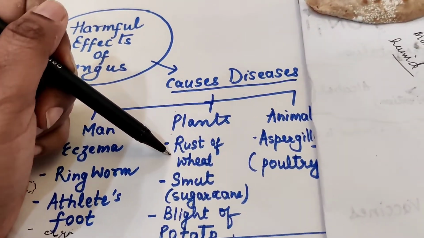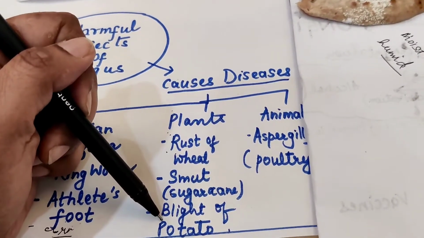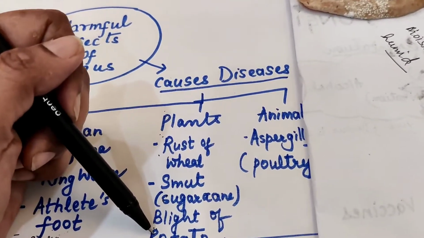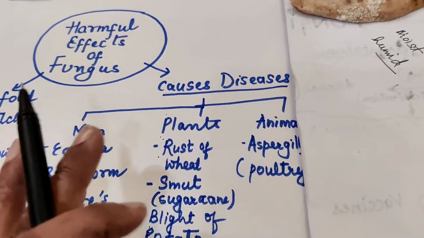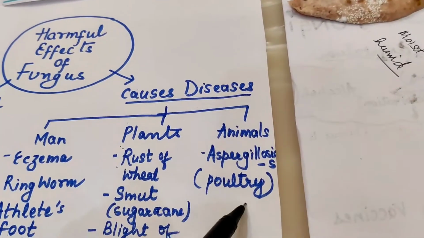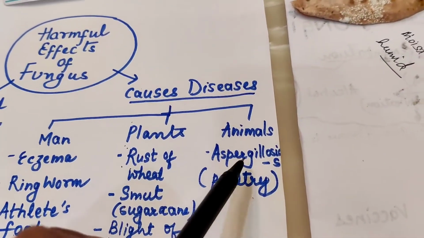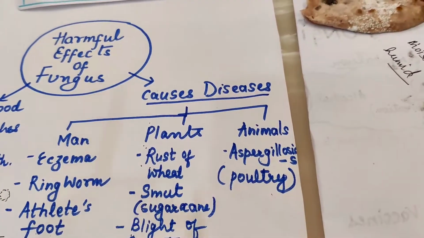Now come the plant diseases. In wheat, rust. In sugarcane, it's smut. And in potatoes, the late blight of potato, it was a serious crop disorder we had seen in our history. And in animals, most of the poultry animals are affected by aspergillosis, a kind of aspergillus.